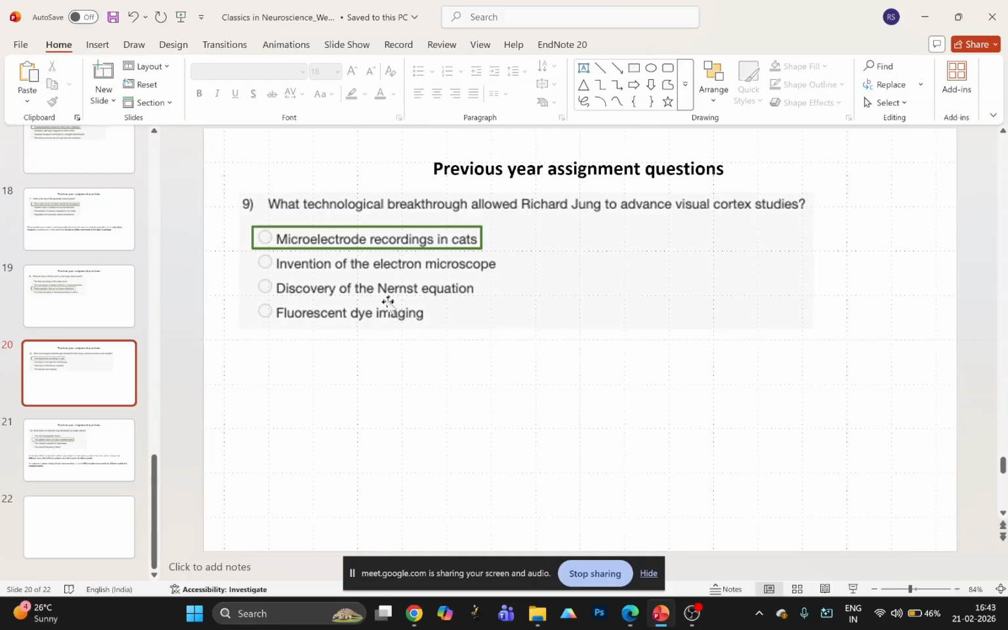These are some things that we have discussed previously, I mean, that were discussed in the previous lecture videos about the electron microscope, the Nernst equation, and so on. Right. So those were not things that had anything to do with Young.